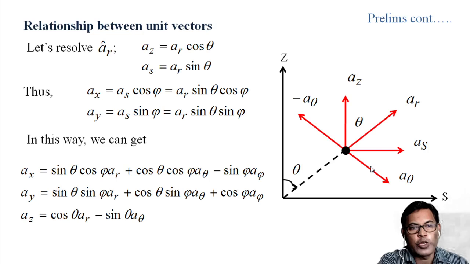Now we are going to consider the components of a_r along the z, a_z and along a_s. So if this is theta, then the a_z component will be equal to a_r cos theta. Similarly, the a_s component will be equal to a_r sin theta. Now we got the a_z and a_s components, mainly we got a_s. So if we have a_s, then we can find out a_x, which is along the direction of x. So a_s will be resolved into two parts, that is in the x direction and the y direction.